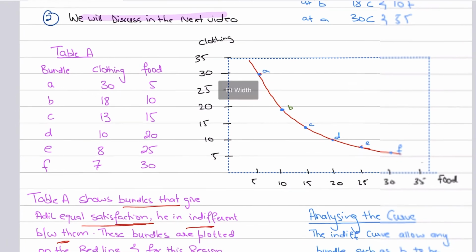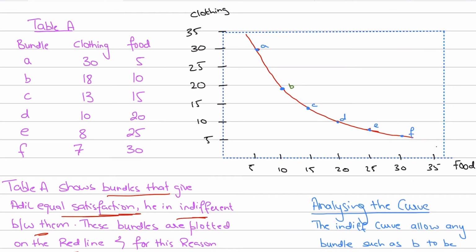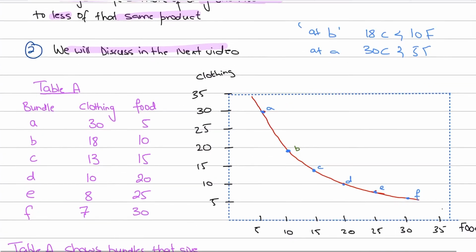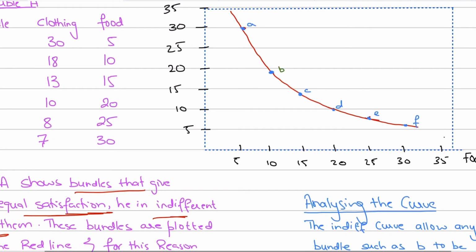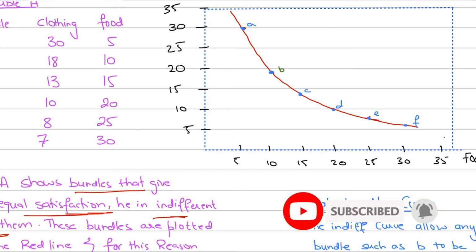So the answer to this question, as in how much extra food he would need if we take away those successive units of clothing, that leaves him equally satisfied in terms of the amount of utility, the amount of satisfaction he gets, is traced out through the line that passes through these points, B, C, D, E, F. So A, B, C, D, E, F is the indifference curve, and that's the answer to this question.